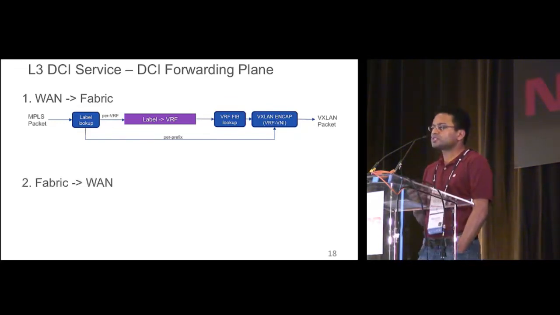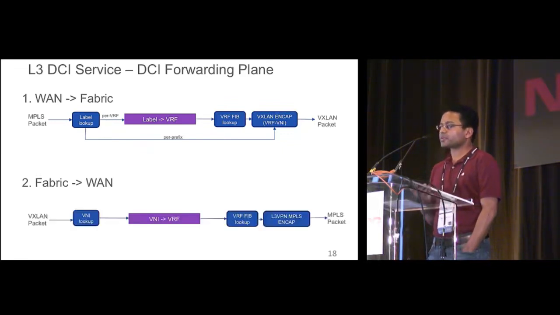So this is the fabric to the WAN, the other side. Once we receive a VXLAN packet, we do a VNI lookup and then do either a VRF or per prefix label and send it out towards the MPLS core.